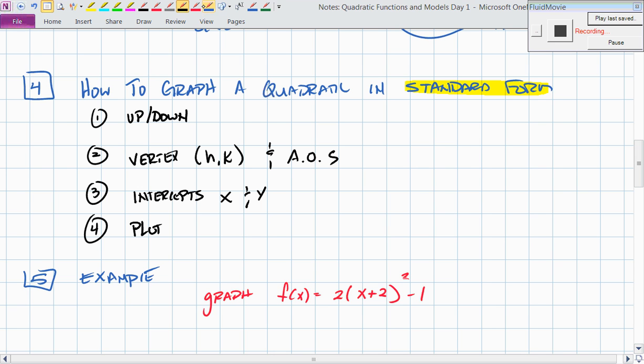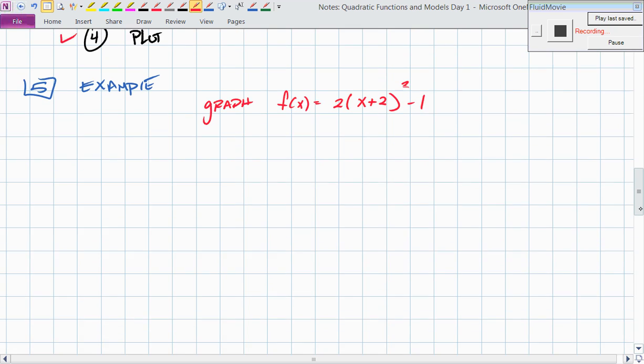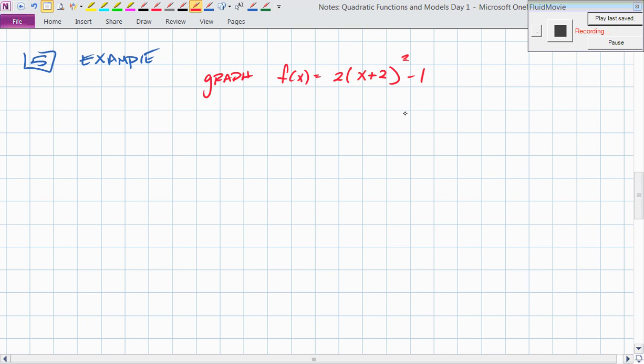So we're going to first figure out if it opens up or down. Second, find the vertex and the axis of symmetry. Get both x and y intercepts if they exist, and then plot. That's our goal. So let's apply that structure to this problem here.